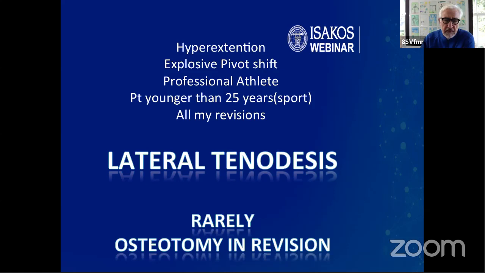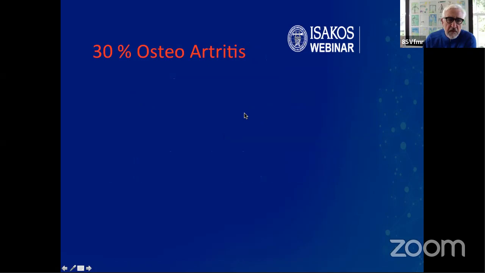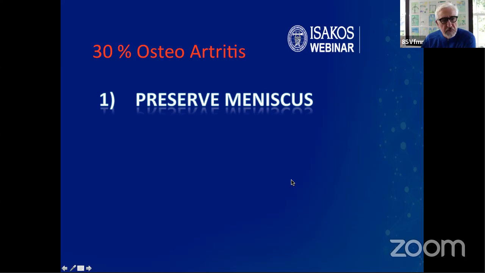I really do osteotomies to change that slope. I don't do them in the athlete, because I think it's going to change the way he's going to do his sport. But I do that in all revision cases. I will do something about the slope. All right, the other weakness is the 30% osteoarthritis. How can we make this better for our patient? And I think here the answer is preserve the meniscus. Preserve the meniscus at all costs.